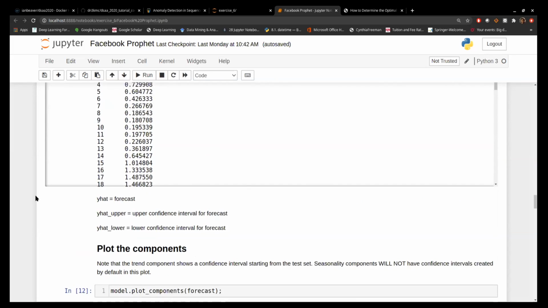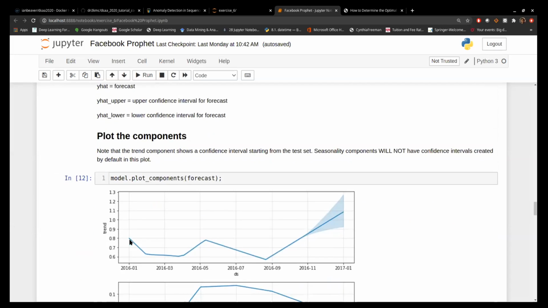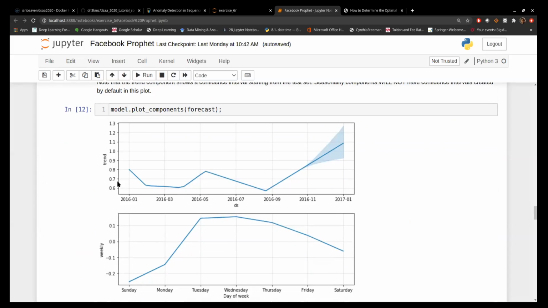First, I'm going to plot the components of the model because remember, Facebook Prophet is a decomposition method, kind of like STL. So here you can see the trend component, and it definitely shows this increase at the end, right? And this actually makes sense because remember, our data set involves the number of times people talk to chatbots involving the topic of gift certificates.